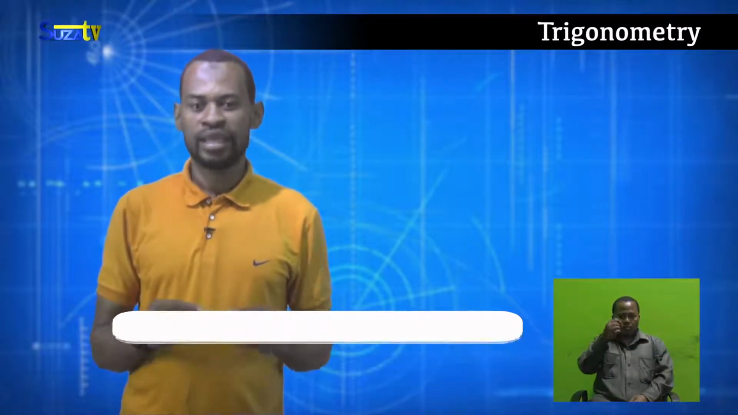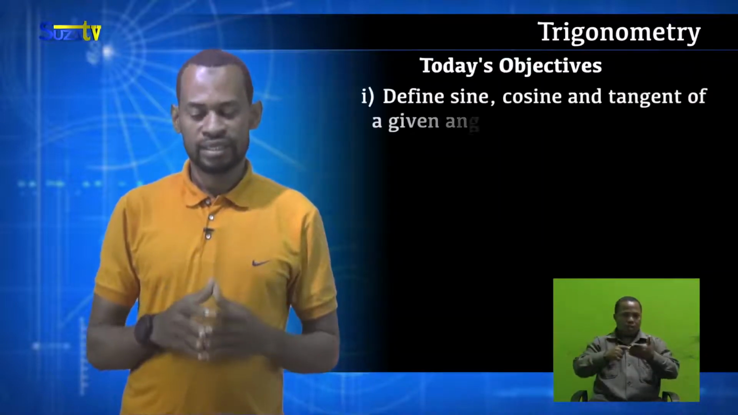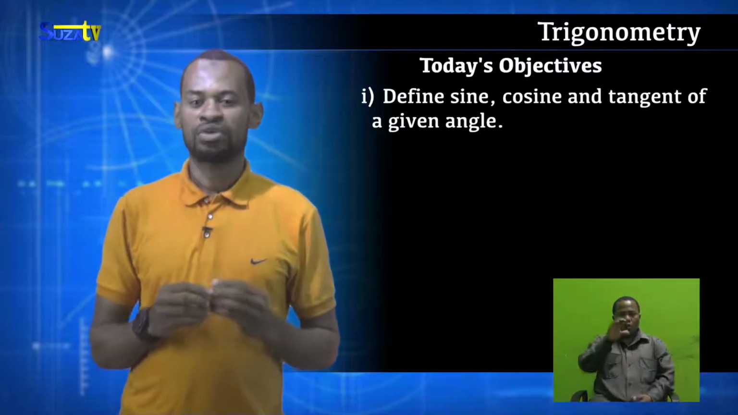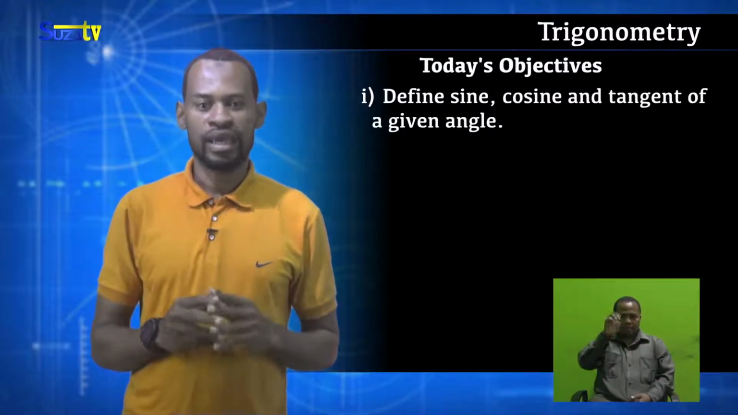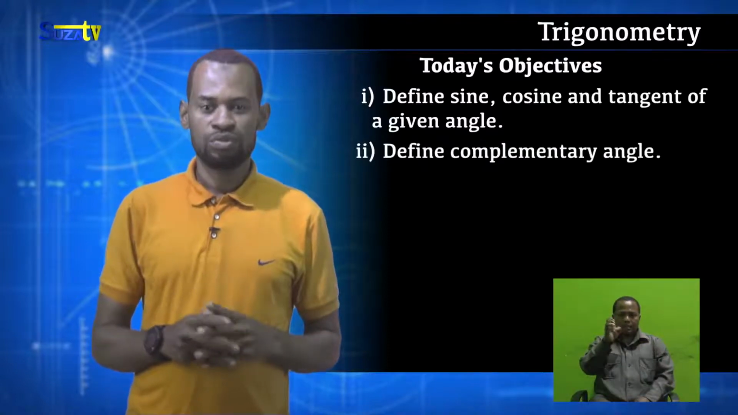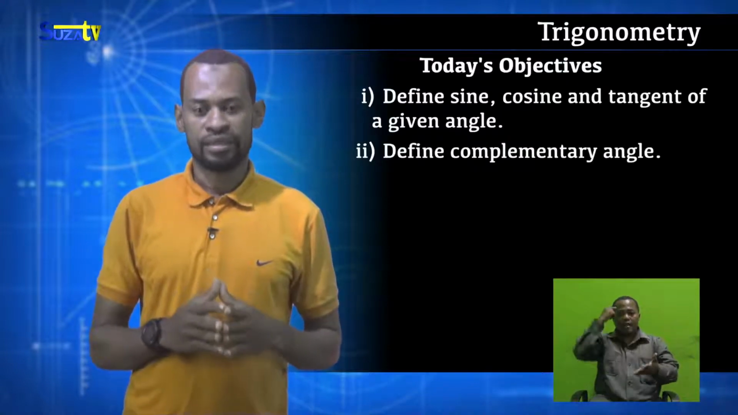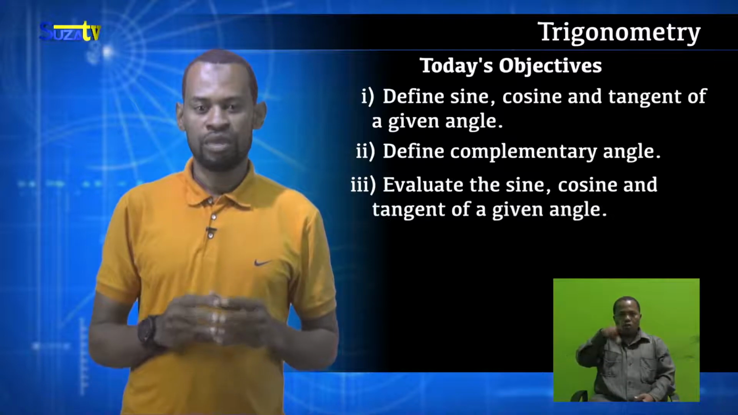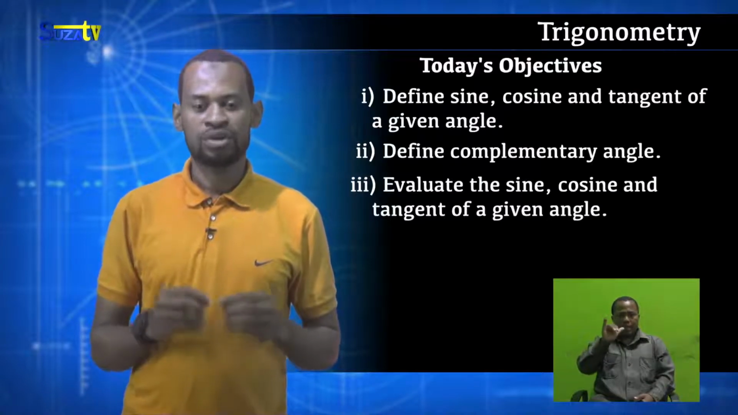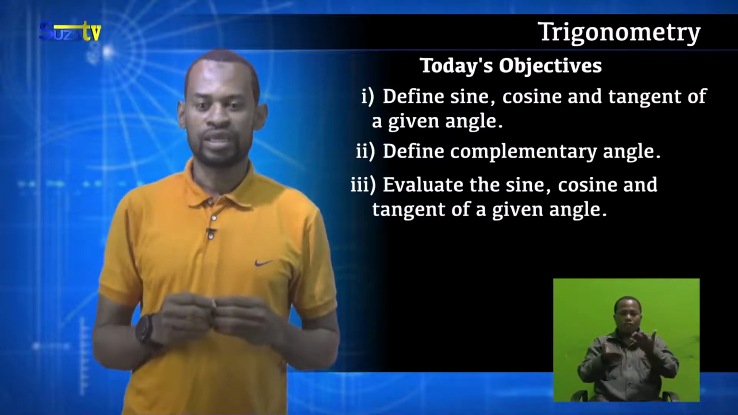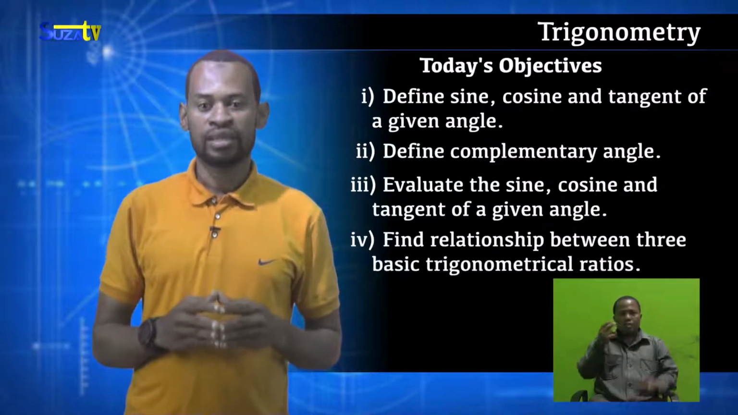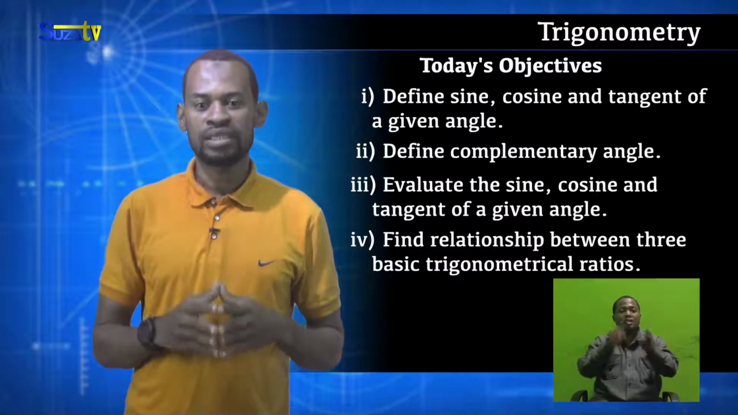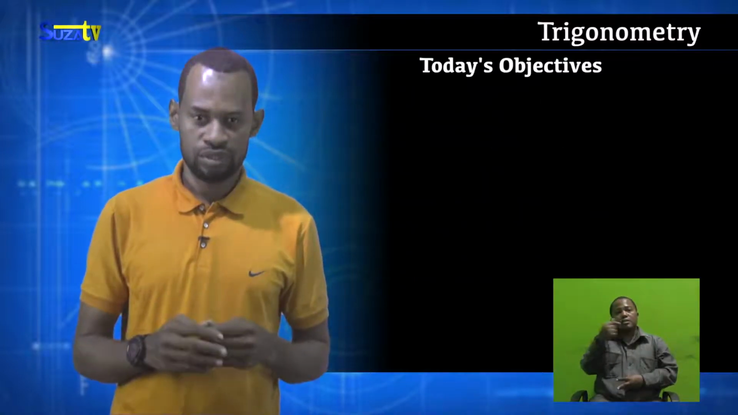So, at the end of this lesson, you will be able to define sine, cosine, and tangent of a given angle. But also, you'll be able to define complementary angles. Also, you'll be able to evaluate the sine, cosine, and tangent of a given angle. But also, you'll be able to find the relationship between the three basic trigonometrical ratios.